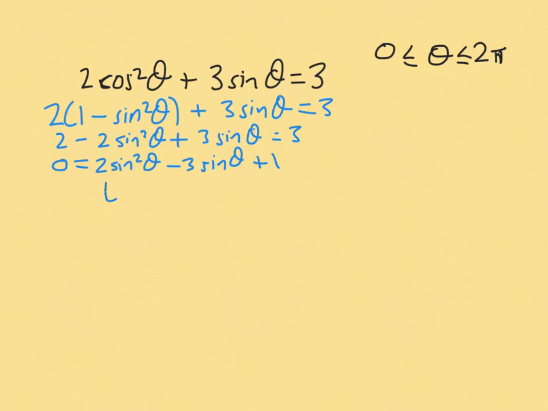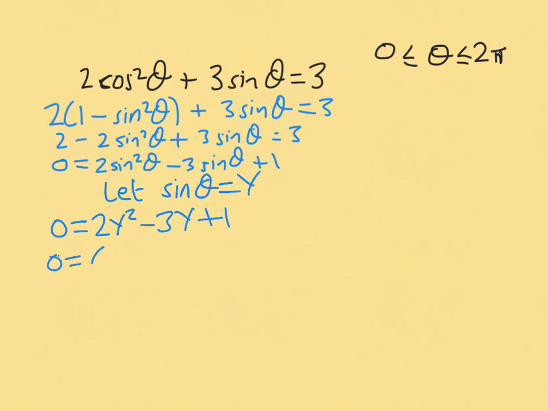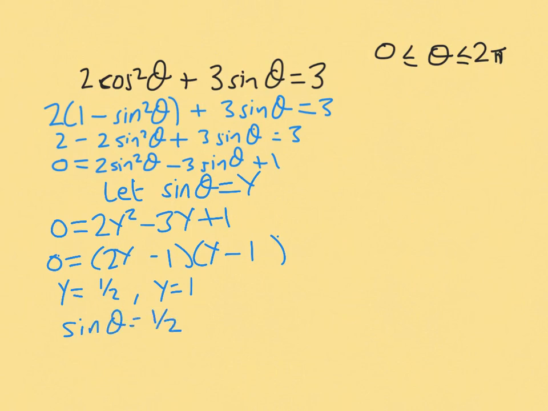Okay, let sine theta equal y. So 0 equals 2y squared minus 3y plus 1. That factorizes, of course. So y equals a half, y equals 1. So sine theta equals a half and sine theta equals 1.